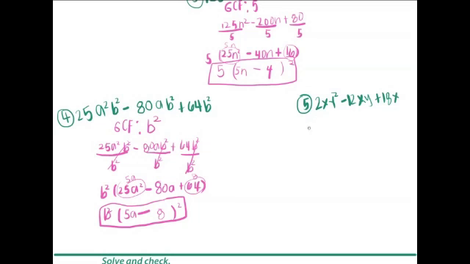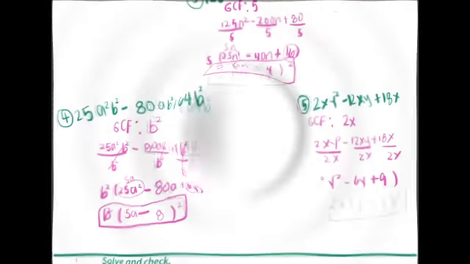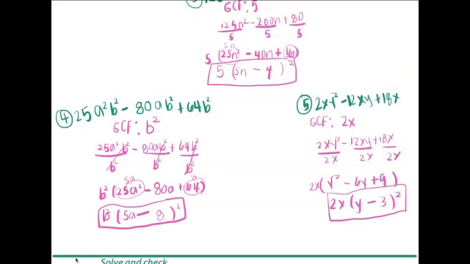So why don't you guys try number 5, and then let's see how you do, and I'll put the work here, and we will check and see how that goes, and then we'll move on to number 6. Final answer for this one is 2x, and then in a parenthesis (y minus 3) squared.